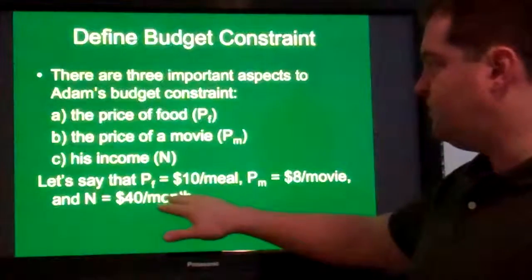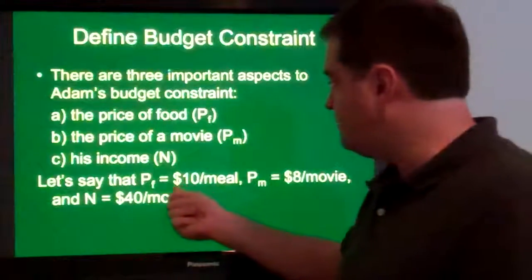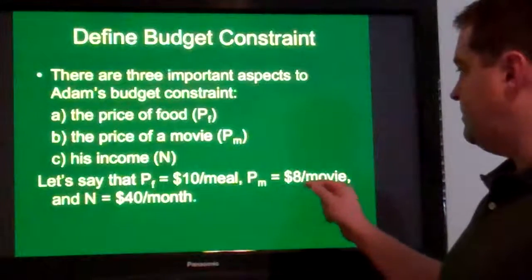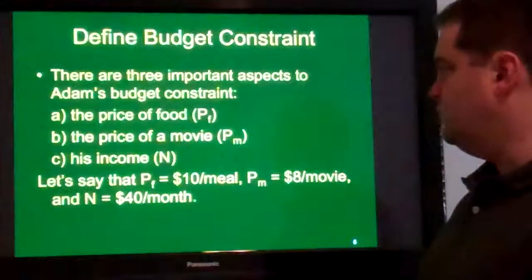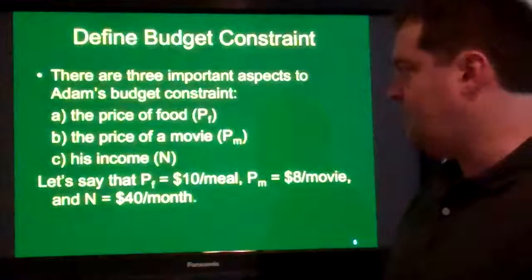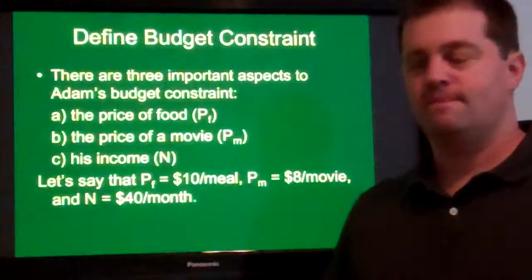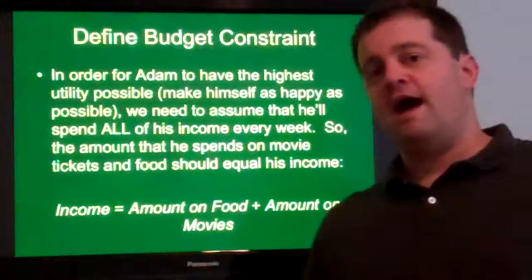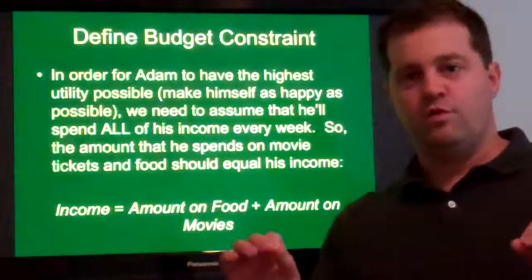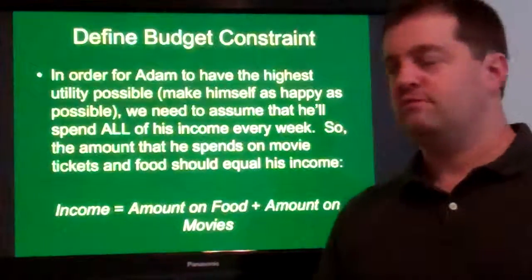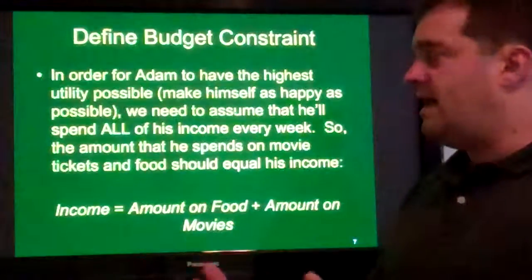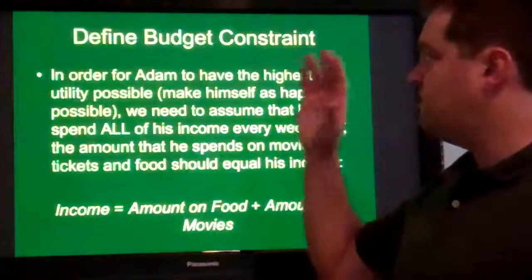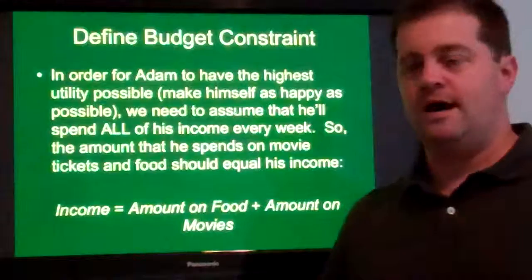And let's say, for the purpose of the story, that the price of food is $10 per meal. The price of a movie, P sub m, is $8 per movie. And N, his income, is $40 per month. And we have to assume that Adam is going to spend all of his resources in order to make himself as happy as possible. So in order for Adam to have the highest utility, or happiness as we say in economics, right, he's going to go out and spend all of his income.